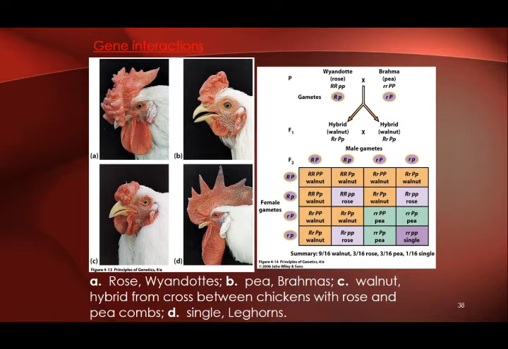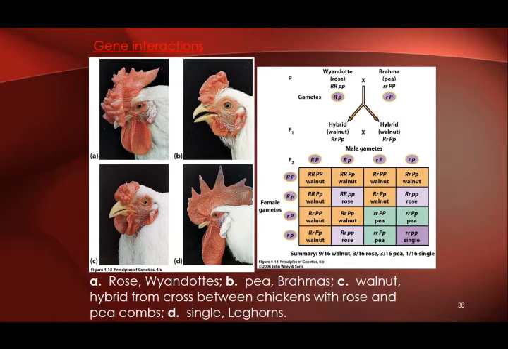If you have both dominant, big R, big P, you have walnut. If you have big R and big P, small p, if the P is heterozygous, you still have walnut. What about the second one, rose? Okay, so rose, we have big R, small p. That means as long as the small p is there, you will have the rose. What about pea, or Brahmas? For pea, the R must be recessive. Small r, big P. R must be recessive, but P must be dominant.